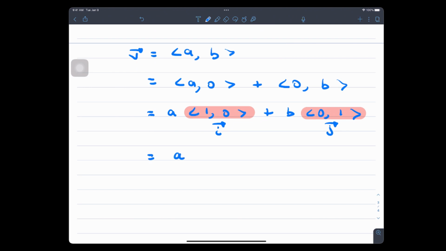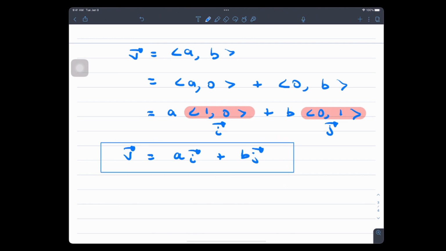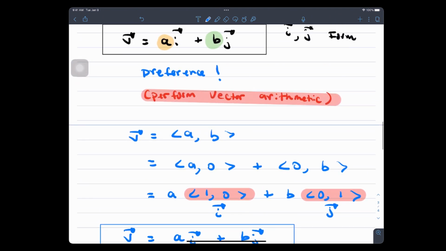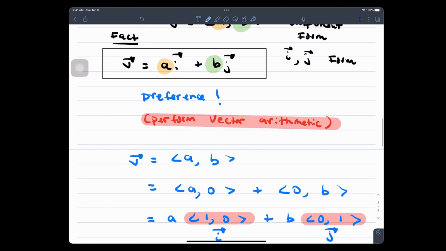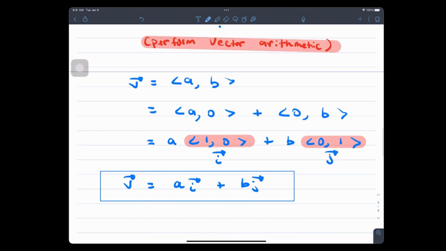So we can say this is vector AI plus vector BJ there. Yeah, there we go. So this is the proof behind what we call the IJ form of the vector. That's the proof of this. So this is kind of your preferred way to write a vector in some ways.